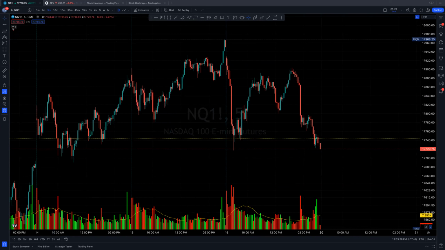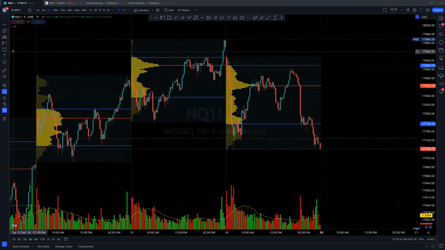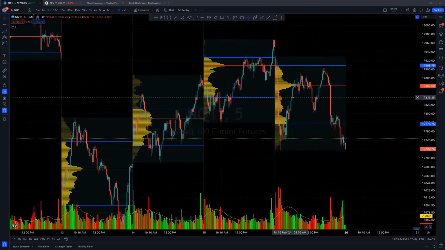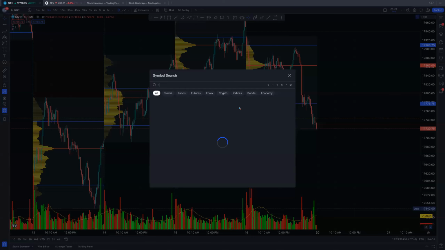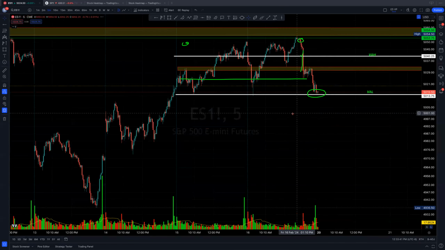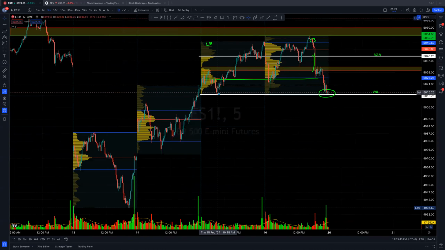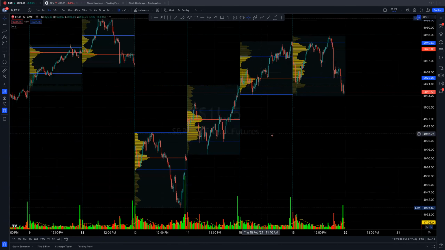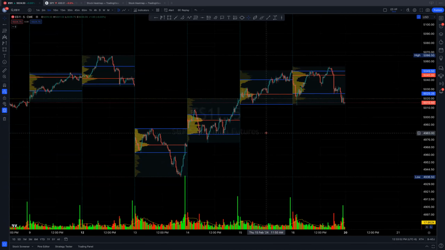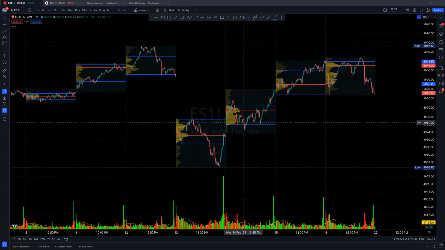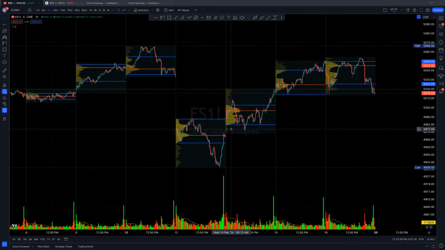I'm gonna show you guys a few more examples of the little trick that I showed you guys here, when price breaks into the previous profile. Let me just clear up these drawings. So let's see. Okay, so like this one here, it was a failed attempt.